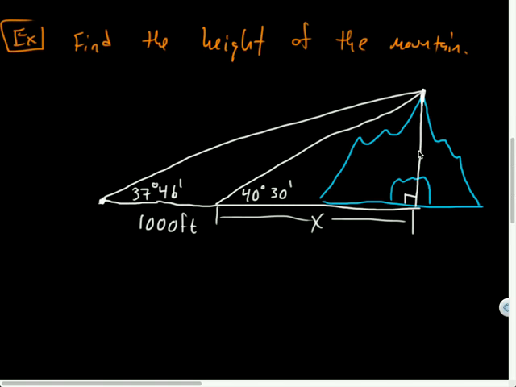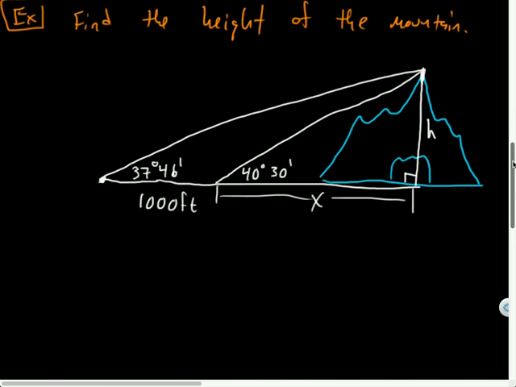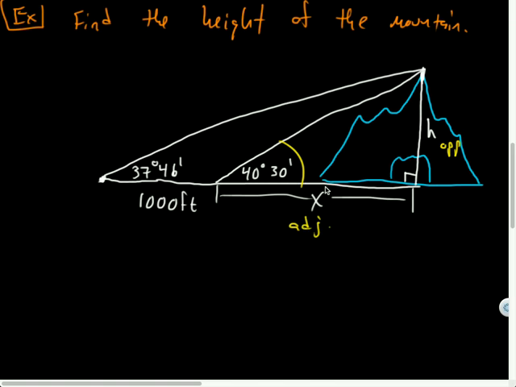So check this out. I want to find the height. I've got two separate triangles here. From this angle's perspective, this height is the opposite side, and x is the adjacent. So what trig ratio compares opposite and adjacent? TOA, tangent. So I'm going to say that tangent of 40 degrees 30 minutes, or 40.5 degrees, is equal to h over x.